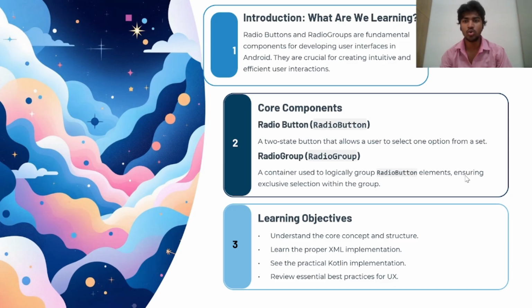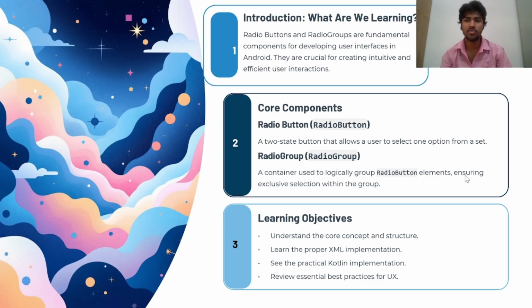Let's break down the two core components. First is the radio button, which is a two-state button that allows a user to select exactly one option from a set. Second is a radio group, which acts as a container to logically group these radio buttons, ensuring that a user's selection is exclusive within that group.